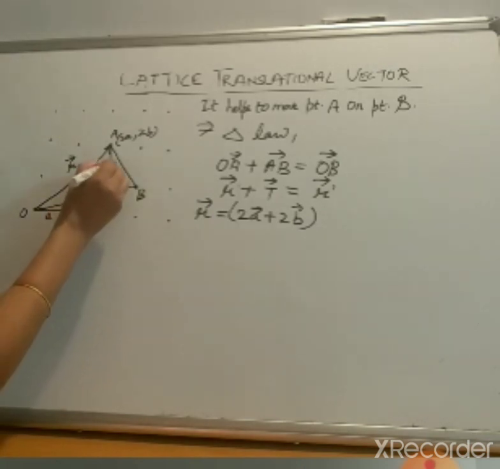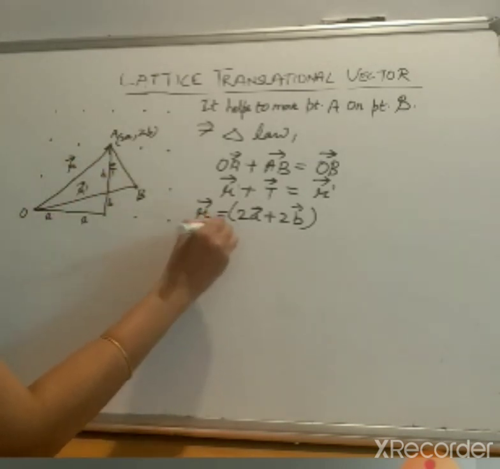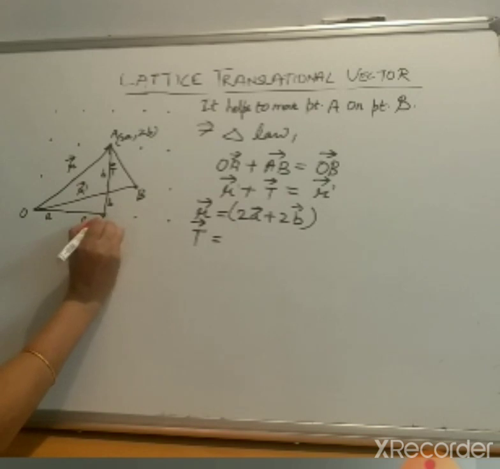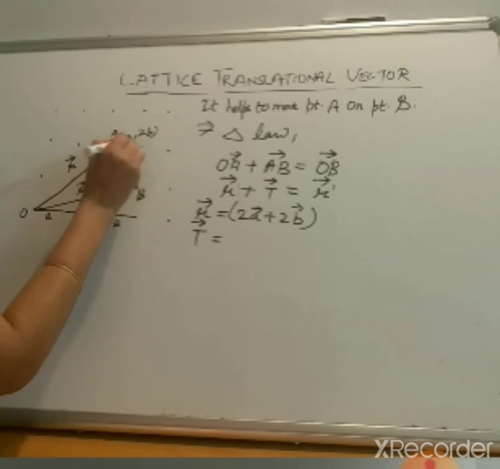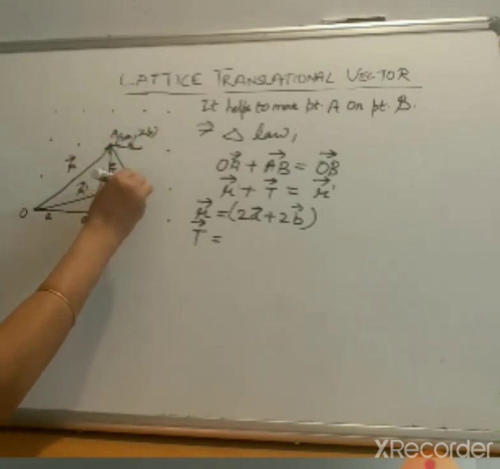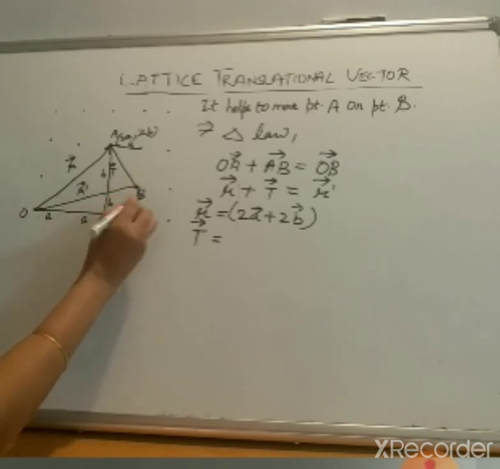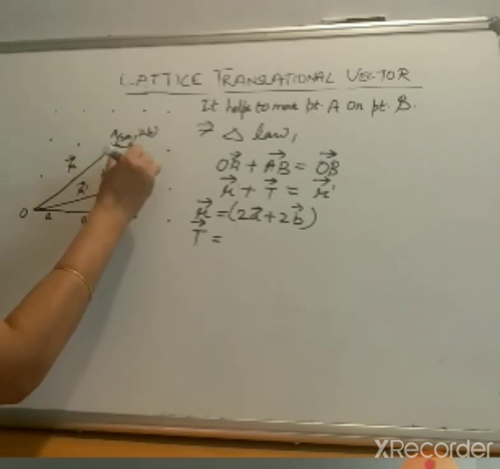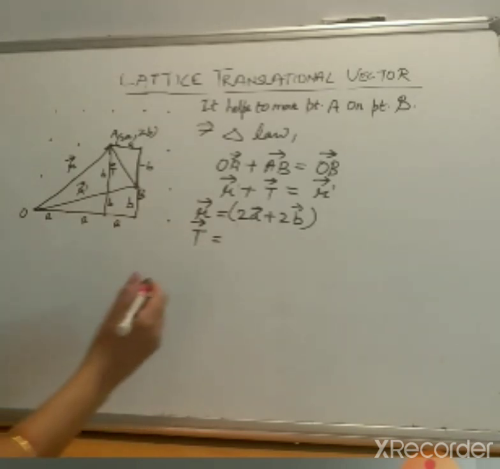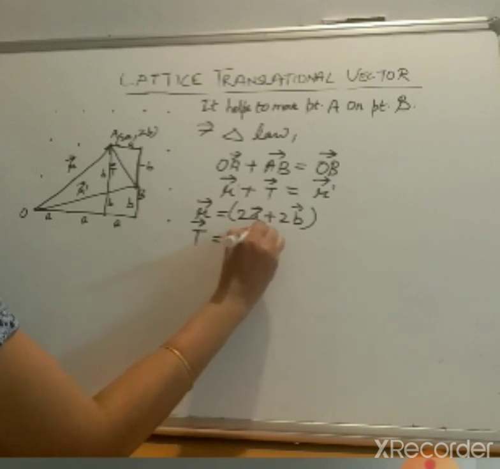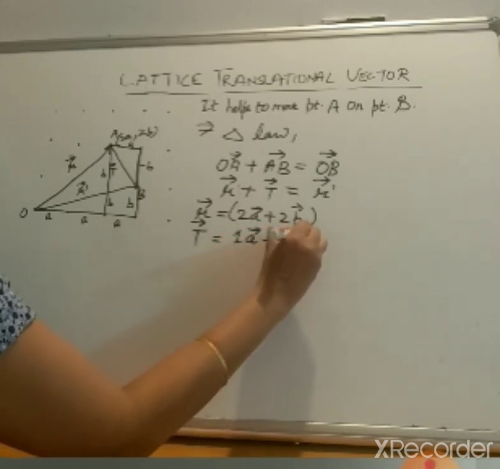Now we have to find out the translational vector t, how much it is. Now if I take the distance between this point to this point, let it be a, and this point to this point, it will be again a. From this point to this point, the distance will be b, and this point to this point, now it is in the opposite direction, so the value will be minus b. So the coordinates of translation vector will be 1a vector minus 1b vector.